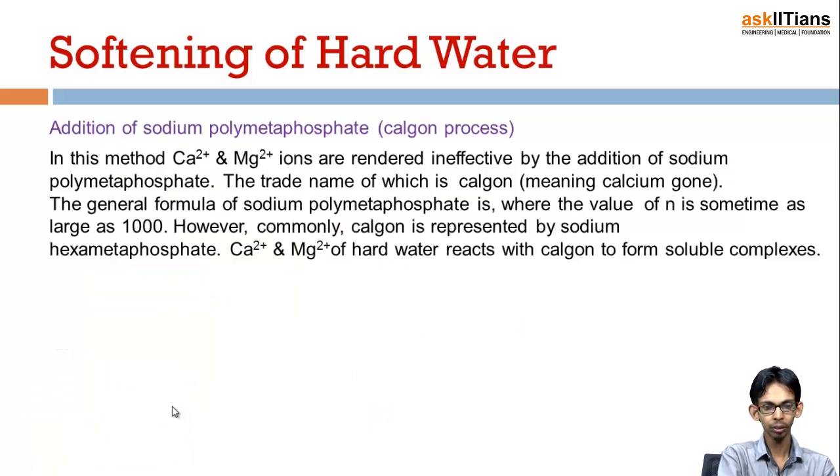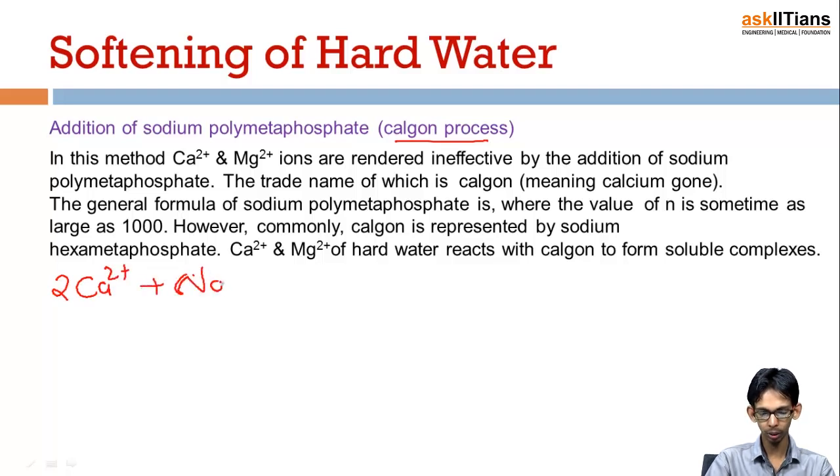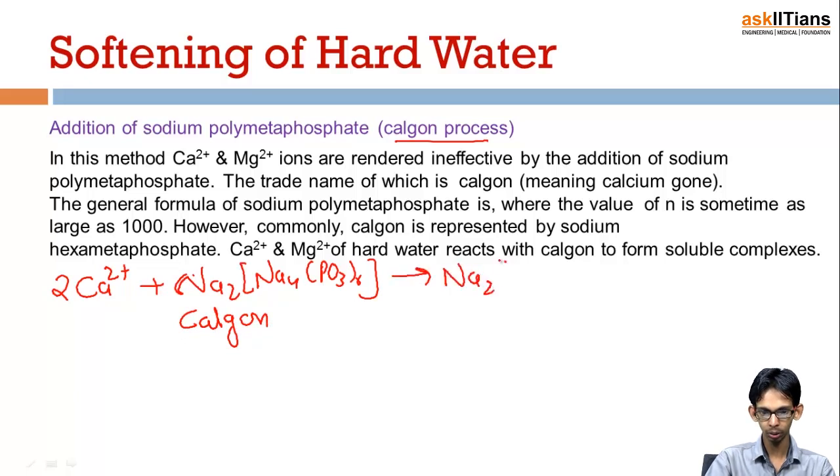Another method is addition of sodium polyphosphate, polymetaphosphate, which is also known as Calgon process. In this, what is done? Let's say we have calcium salt present, then into this we add Na4 (PO3)6, which is sodium polymetaphosphate, or Calgon. Then this Calgon results in formation of a compound Na2 with sodium replaced by calcium, Na2Ca(PO3)6, and this is soluble. So this is how calcium is removed.